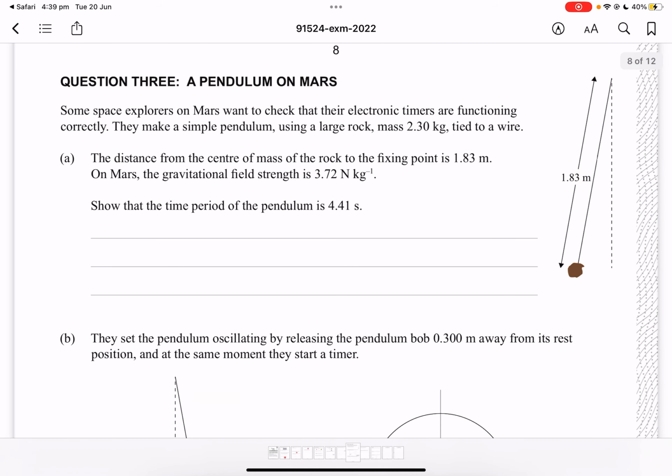All right, so question 3, a pendulum on Mars. Some space explorers on Mars want to check that their electronic timers are functioning correctly. They make a simple pendulum using a large rock of mass 2.3 kilograms, and they tie it to a wire. The distance from the center of mass of the rock to the fixing point is 1.83 meters. On Mars, the gravitational field strength is 3.72 newtons per kilogram. Show that the period is 4.41.